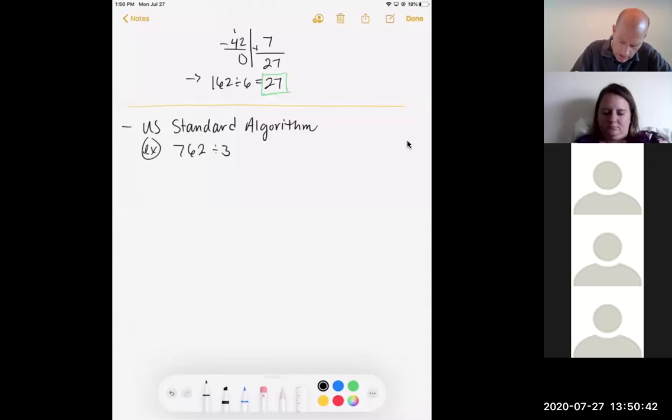So we set it up like this, where there's 3. And this one you need a little bit of room on top, so that was a little bit too close to my grease line. So let's go 3 into 762.